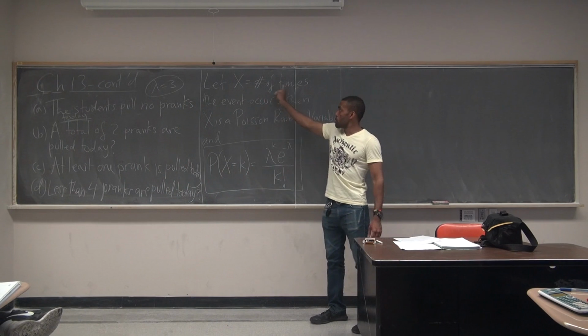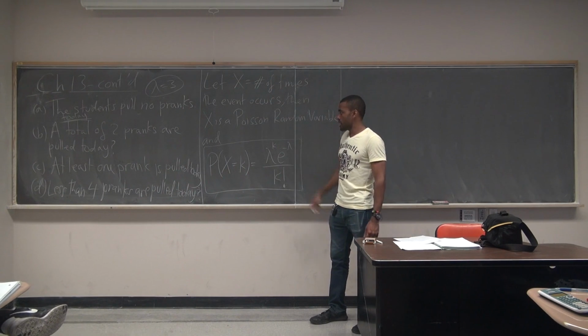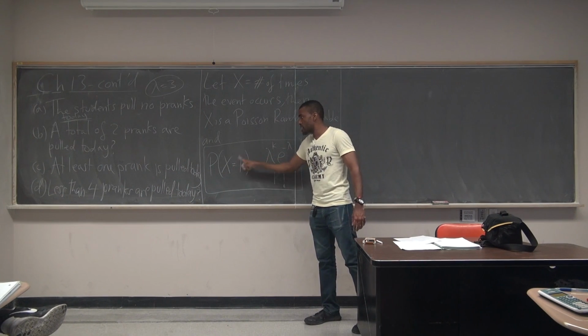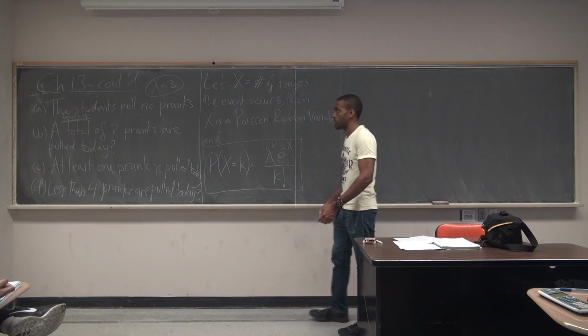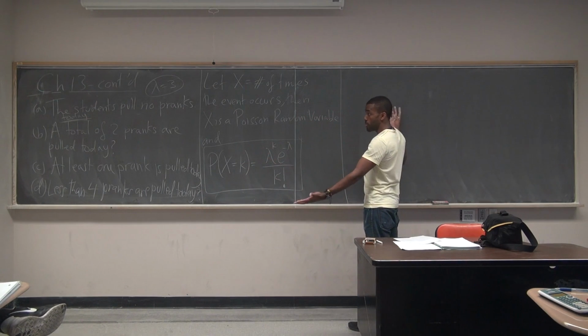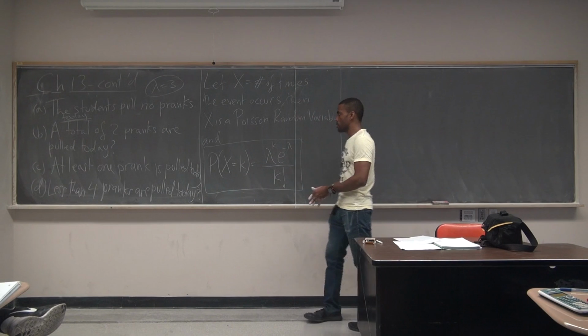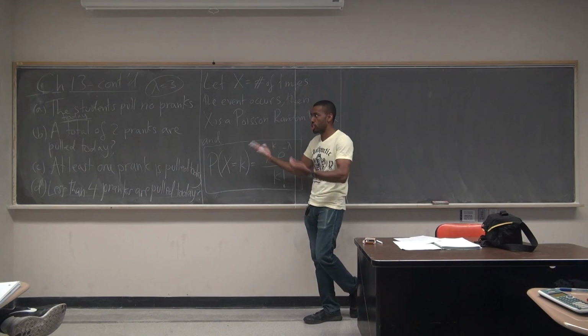So x is the number of times the event occurs, right? And so x equals k. K is the number of times you're looking for this thing to occur. So given that you know how often it happens on average, what's the probability that it will happen a certain number of times?